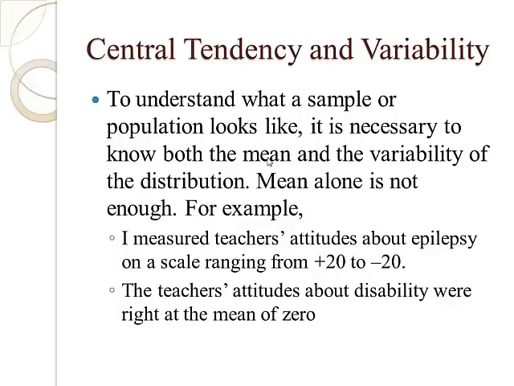where I measured teachers' attitudes about epilepsy on a scale that ranged from -20 to +20. -20 were more negative attitudes, +20 more positive attitudes towards students with epilepsy and about epilepsy in general. If I told you that the teachers' attitudes about this disability were right at the mean of 0, what would you know about how the scores of the teachers were distributed? And the problem is, with just the mean, you really don't know.